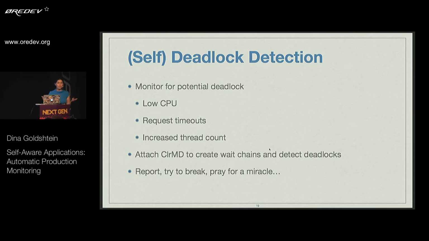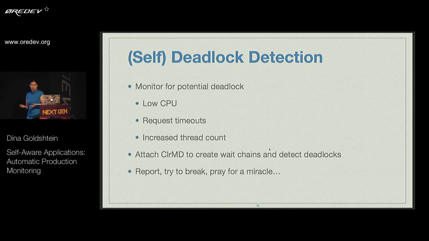If requests suddenly start timing out, it's possible that the threads are busy and deadlocked, so they can't answer the request. Or on the other end, maybe your thread pool suddenly starts opening more and more threads because all the other threads are busy in the deadlock, so they can't handle your request, and it suddenly starts growing. So all of these might indicate a deadlock.